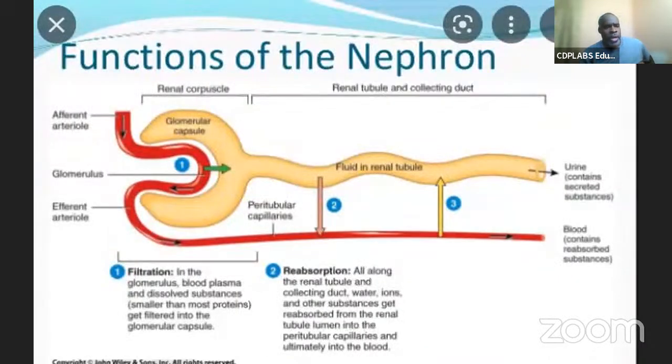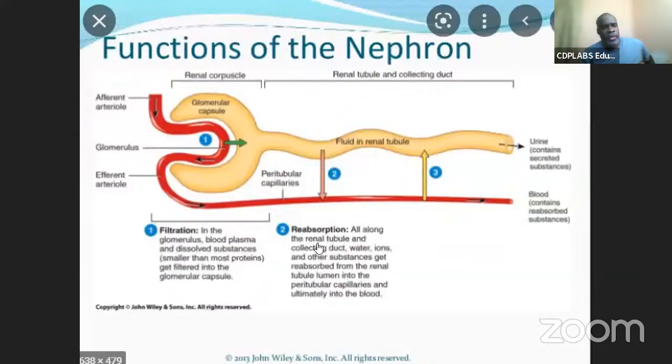All right, so here's a diagram that really gives you a bit more information. I'm not sure if you can see it, but we are seeing some things here. So, filtration in the glomerulus: blood plasma and the dissolved substances get filtered into the capsule right here. And then reabsorption: all along the renal tubule and collecting duct, water, ions and other substances get reabsorbed from the renal tubule lumen into the capillaries and ultimately into the blood.